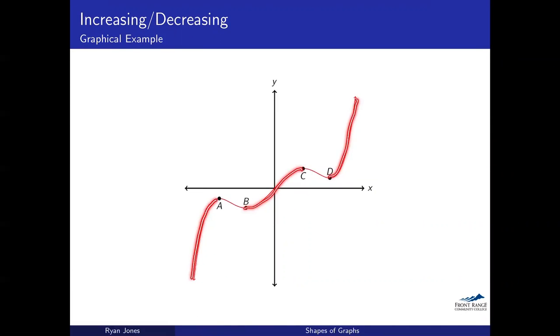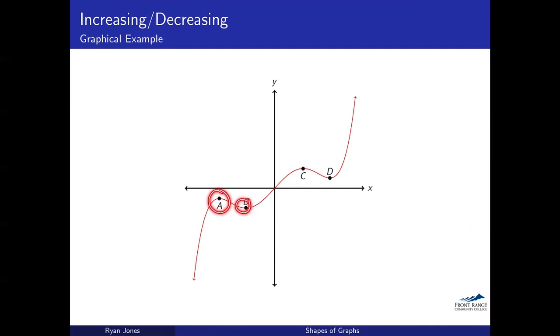And so on all three of these highlighted sections, my slope is positive. My tangent line has a positive slope. My derivative is positive. And so that's going to be increasing right there. And then on these regions, A to B and C to D, I'm going to have a negative derivative, a negative slope of my tangent line, which means that I'm going to have a decreasing function.